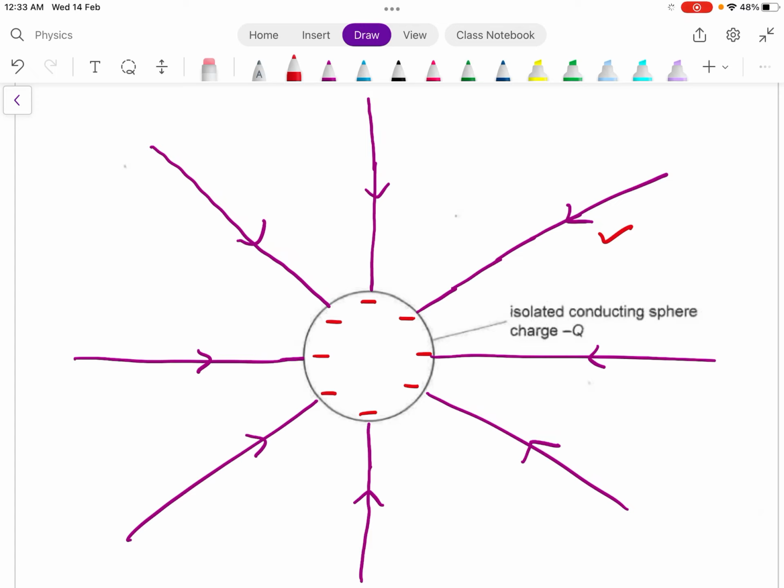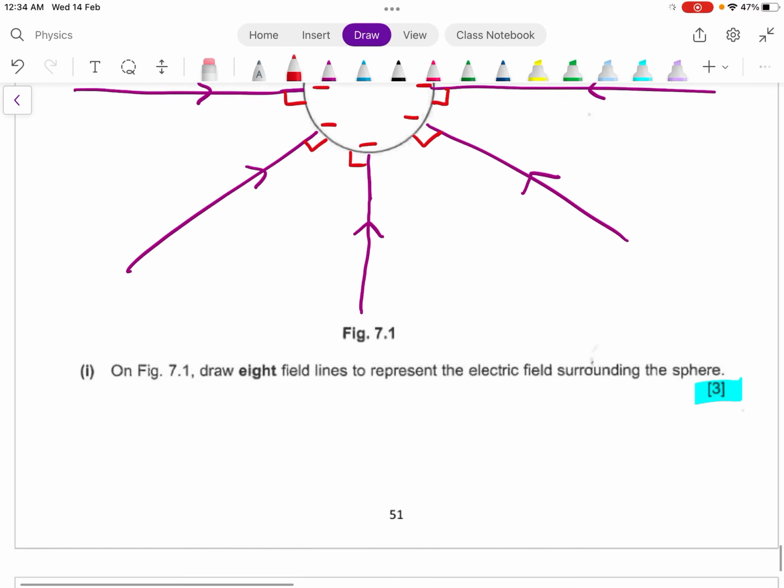The second is you must draw 8 lines. They will count on whether you drew 8 lines or not. If they see 8 lines, you will be given the second credit. The third, you must make sure that when you draw the field lines, because it's a metal sphere, the electric field lines must be perpendicular to the surface. So this is very important. If it's perpendicular, you will be allocated the third credit. So that is the easy 3 marks.